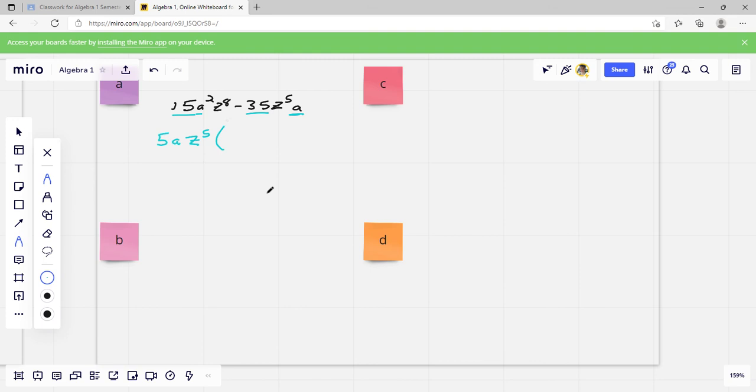It's our lowest exponent. Alright, so for this first factor, 5 goes into 15 3 times. A goes into a squared. We're going to have one a left, one time. And then z to the 5th, we have z to the 8th minus z to the 5th. We're going to have z to the 3rd. Okay, and then our next factor right here, there's a minus sign, so I'm going to put minus. And then 7 times 5 is 35. Z to the 5th, we use that, and we use the a. So there's the answer to that one.